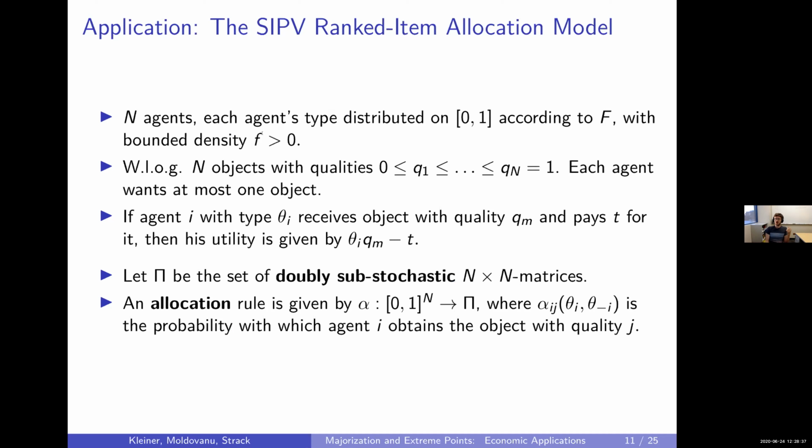And then you have an auctioneer who's going to sell objects of various qualities. So it's without loss here to assume that there are n objects that you're going to sell, and the qualities are ranked. Quality Q1 is the object of the lowest quality, and it goes up to the Qn object with the highest quality. Each agent is interested in buying at most one object, and if an agent with type theta I obtains an object of quality Qm, then his utility will be theta I times Qm minus the transfers.